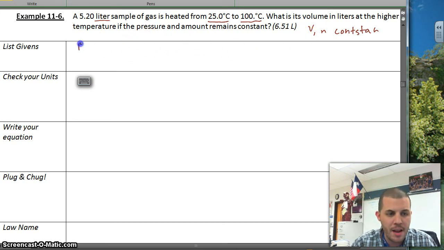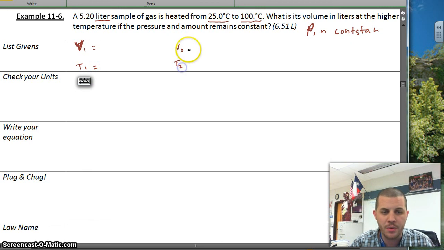So I've got a V1 and a T1, meaning an original volume and an original temperature. I'm going to have a final volume and a final temperature. My original volume is 5.20 liters, and my original temperature is 25 degrees Celsius.